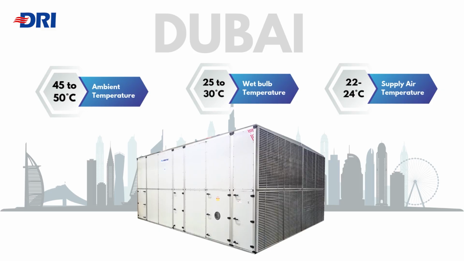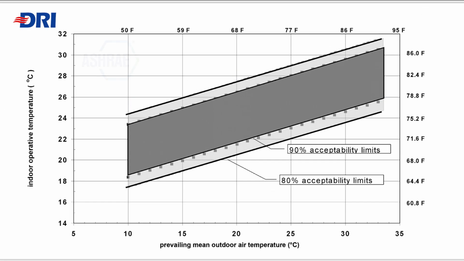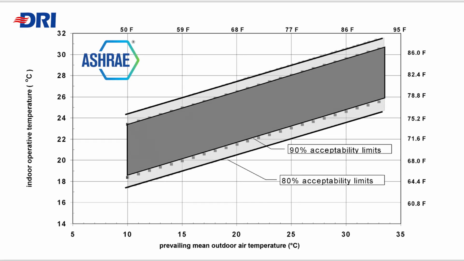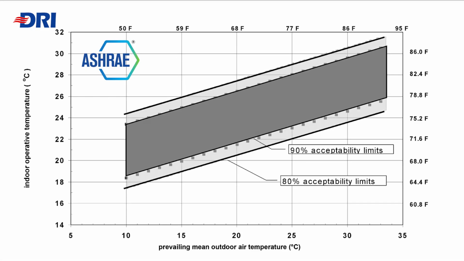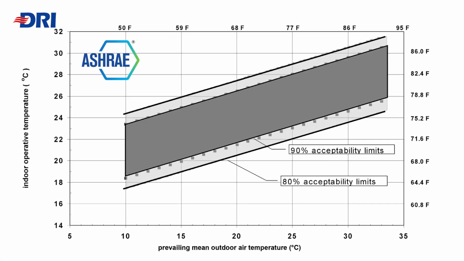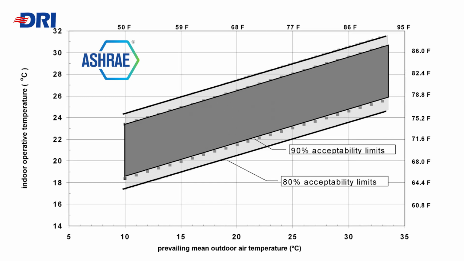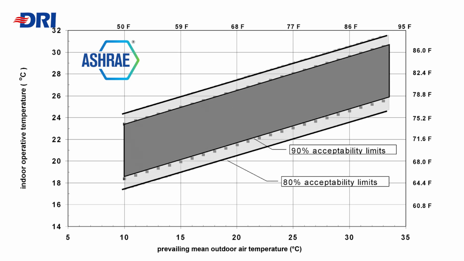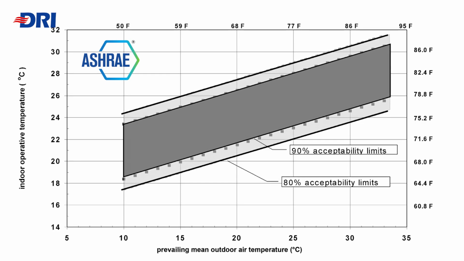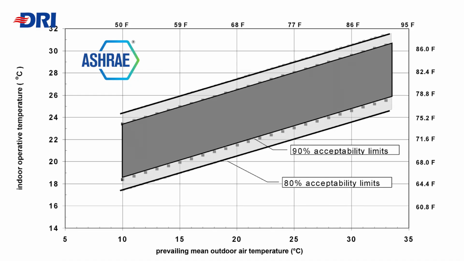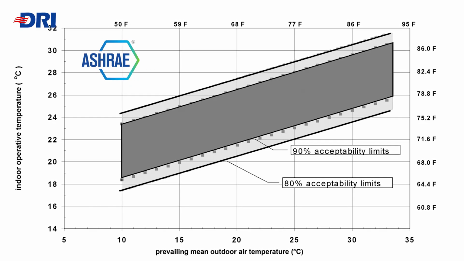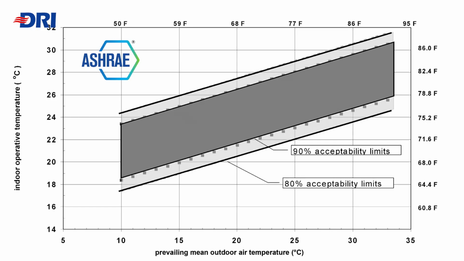A key aspect of designing an effective cooling system is ensuring occupant comfort. ASHRAE's Standard 55 sets the benchmark for thermal environmental conditions in buildings, defining acceptable temperature and humidity ranges for human comfort. IDEC systems align seamlessly with ASHRAE 55 by maintaining optimal indoor temperatures and humidity levels while using significantly less energy.